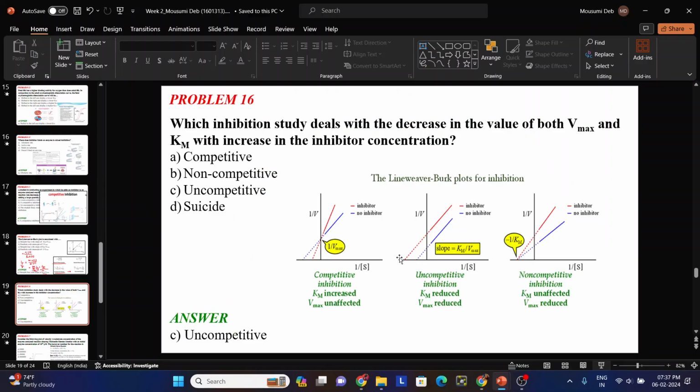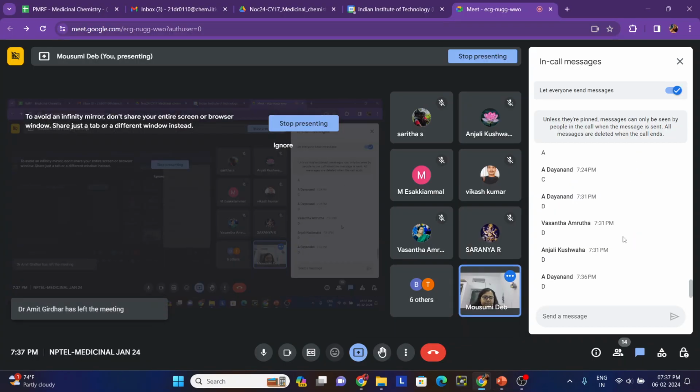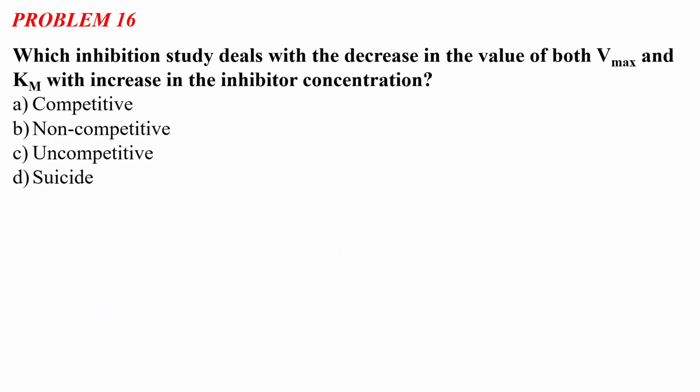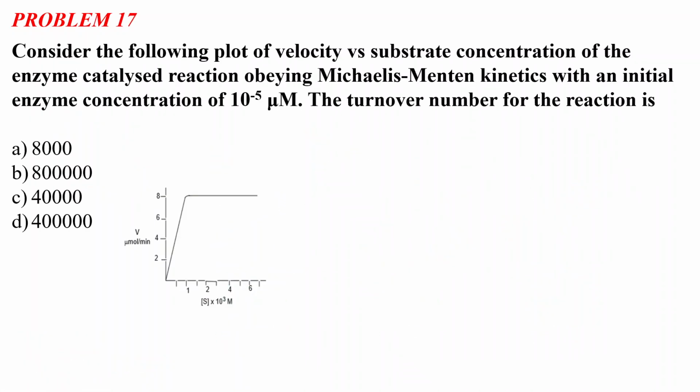Let me check if we have any answer in the chat box for this question. Okay, I have only option D as an answer. Others? Okay, since we do not have much time left, let me show you the correct answer and then let us see how to solve this kind of question. The correct answer is option B.